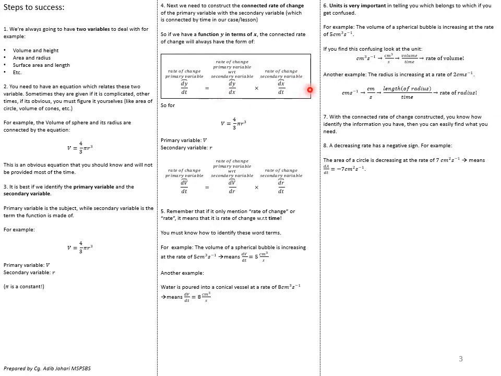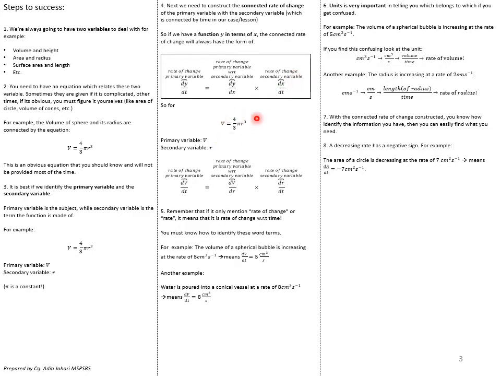They always have this form. So the first one here is always the rate of change of primary variable. So our primary variable is y. If they say rate only, it's always over time. So dy over dt equals, here is always the rate of change of primary variable with respect to secondary variable, which is dy over dx, multiplied by the last one, which is always the rate of secondary variable.